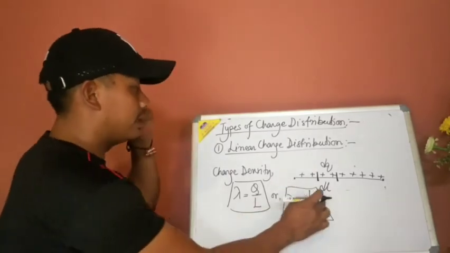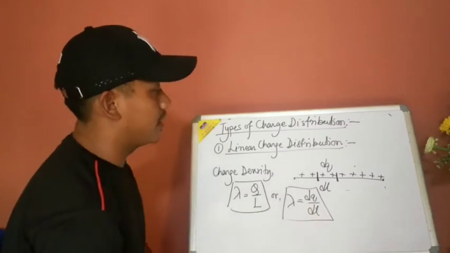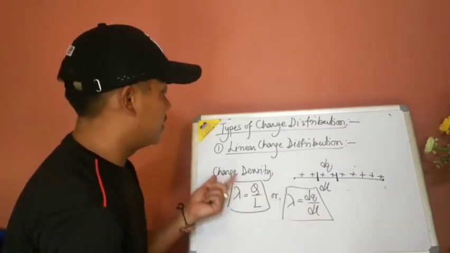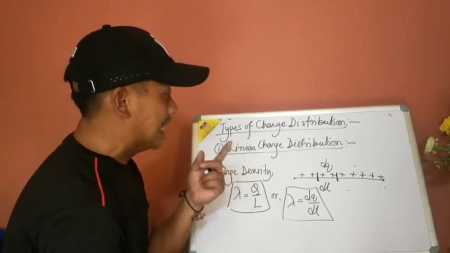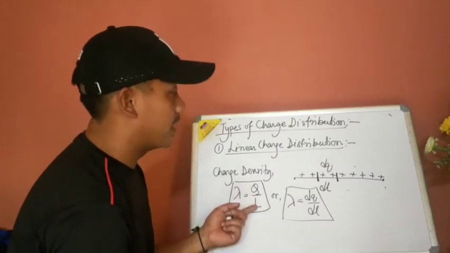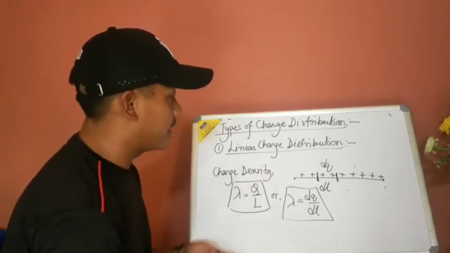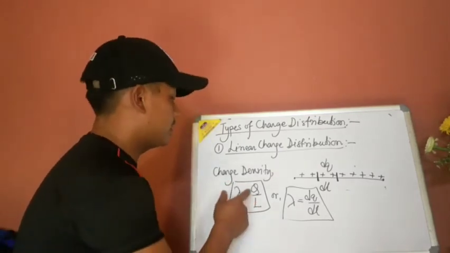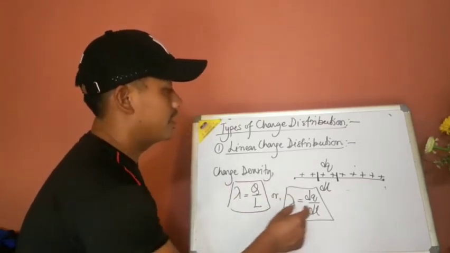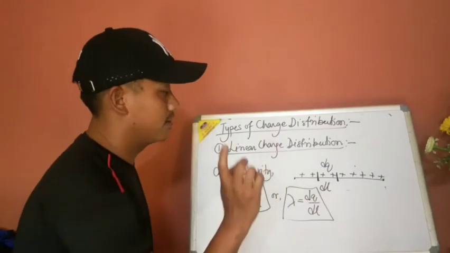So this is the mathematical definition of the linear charge density, dq by dl or q by l. What is the difference? Q by l is total charge by total length, and dq by dl is the small charge divided by small length.